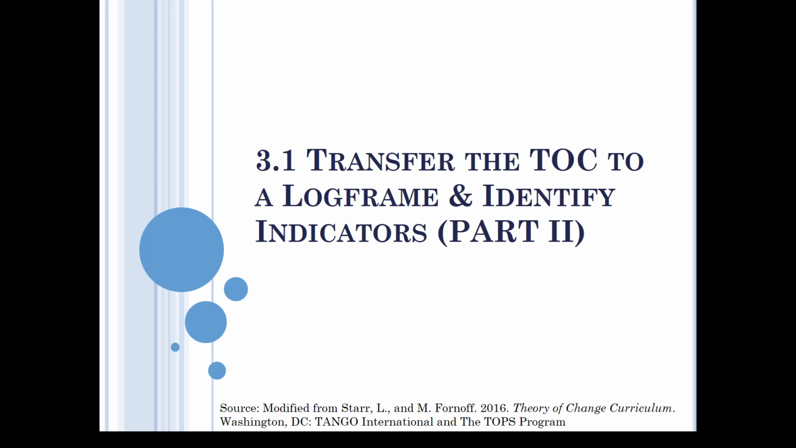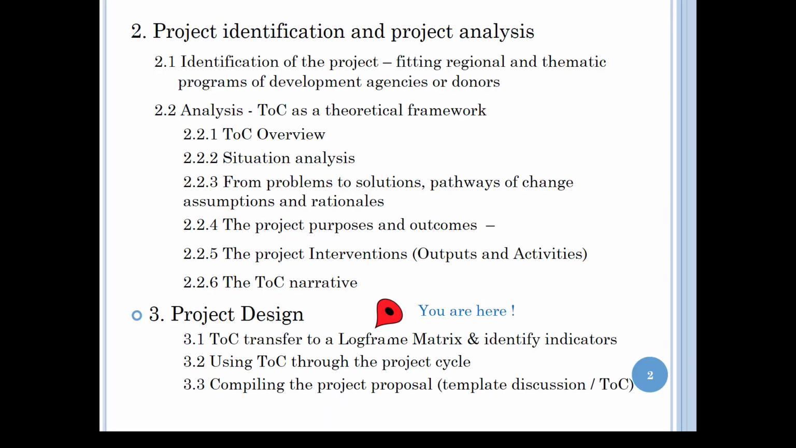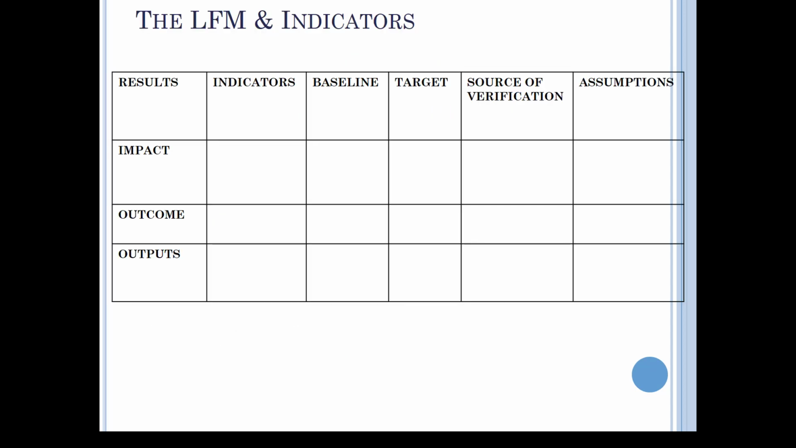Section 3.1: Transferring the theory of change to a logical framework matrix and identifying the indicators. Here you have your logical framework matrix, which is in fact only a table.